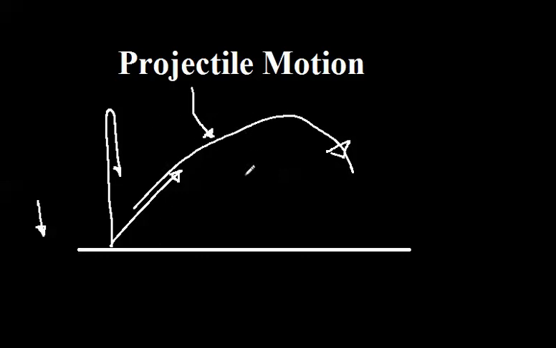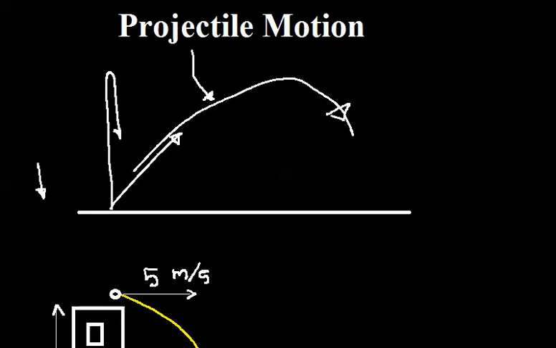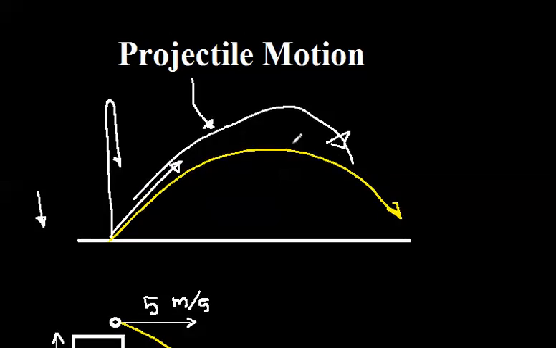To understand the formulae related to projectile motion, we'll first consider an example. Here we have a building, and you can say it's 40 meters high, and from the top of the building, a stone is thrown with a horizontal velocity of 5 meters per second. I have shown the direction of the velocity, and it will follow a trajectory like this, and it's again a parabolic path. It's not exactly the one which we have seen, but it starts from the building like this.